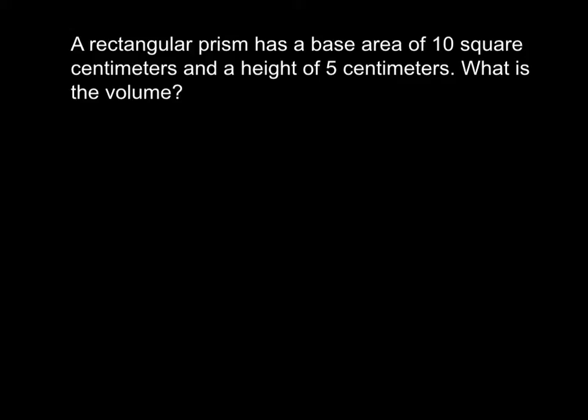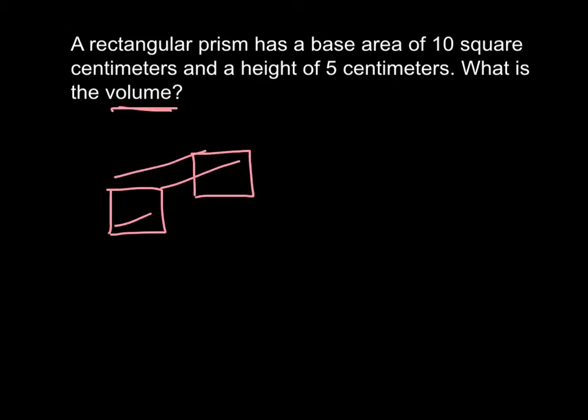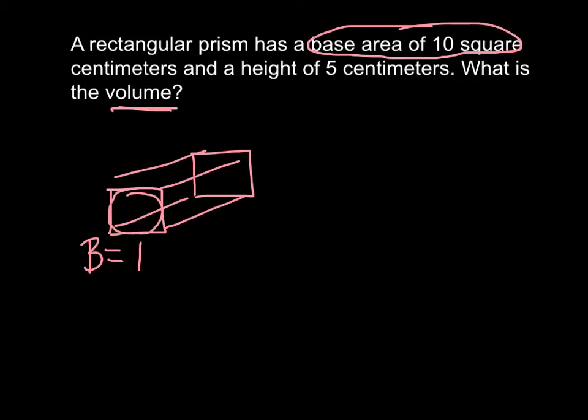A rectangular prism has a base area of 10 square centimeters and a height of 5 centimeters. What is the volume? So we're looking for volume, and we're working with a rectangular prism. So it's going to look something like this. But in the problem, it gives you the base area. So if this is the base, that base area, or big B, is 10 square centimeters. And then the height, this distance between the bases, is 5 centimeters. And we have to find the volume.